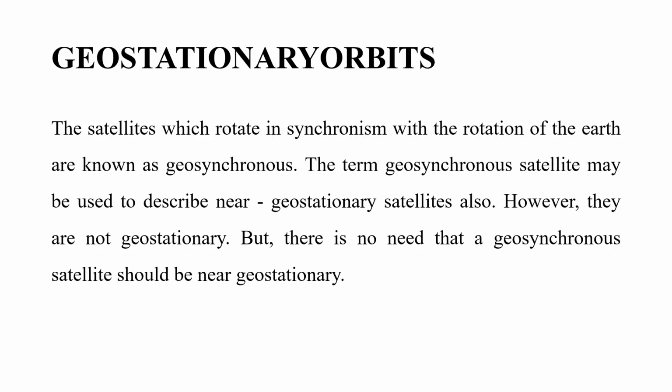Geostationary orbit means the orbit at around 36,000 km away from the Earth's surface, and it's a circular orbit. There is only one geostationary orbit. But geosynchronous means the satellites which are in the geostationary orbit as well as those near to the geostationary orbit, which are named geosynchronous satellites.